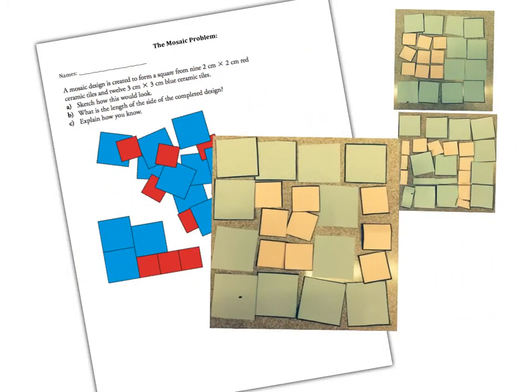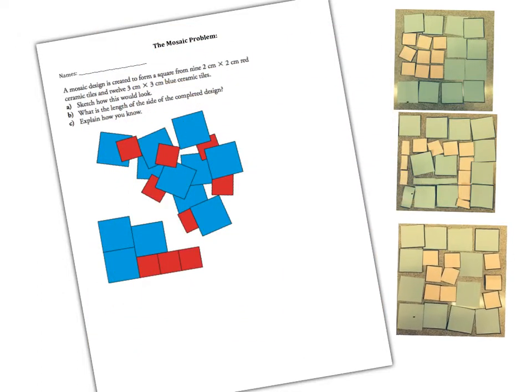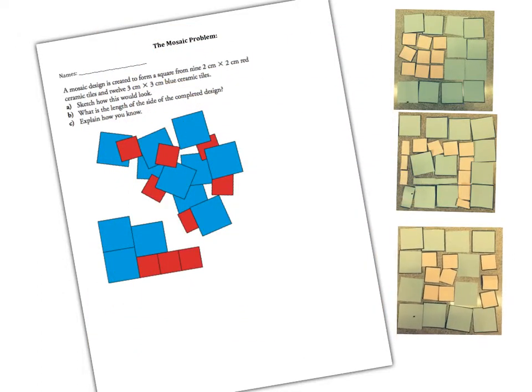And we'll take a look at this third one. Here we have a different design again, and it still ends up being a 12 by 12 grid. So lots of different ways of getting the same answer, but ultimately we find that the side length, which was the answer to part B, what is the length of the side of the completed design, is always going to be 12 centimeters.